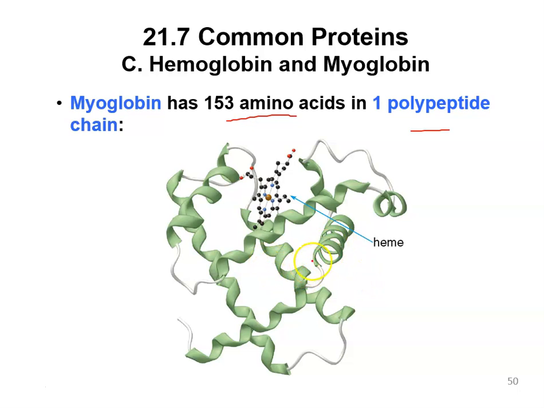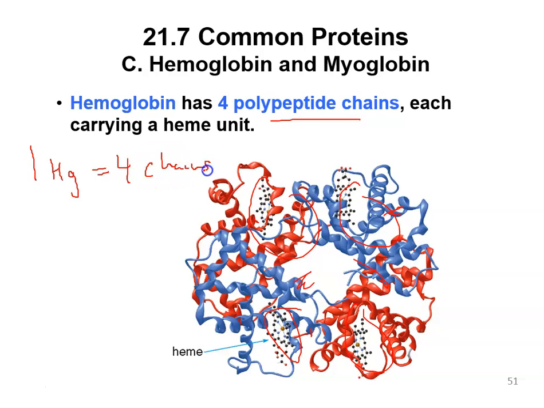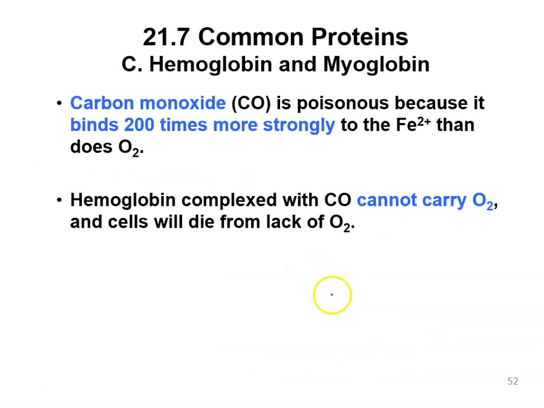You can see it has a lot of alpha helix in it, and the heme group just sits right in the middle of it or on the top of it. Hemoglobin is 4 different polypeptide chains. You can see a blue one here, another blue one here, a red one, and a red one, and they each have a heme group inside. So for every one hemoglobin, Hg, there are 4 chains, or 4 heme groups. That's the quaternary structure, where you have 4 groups attached.